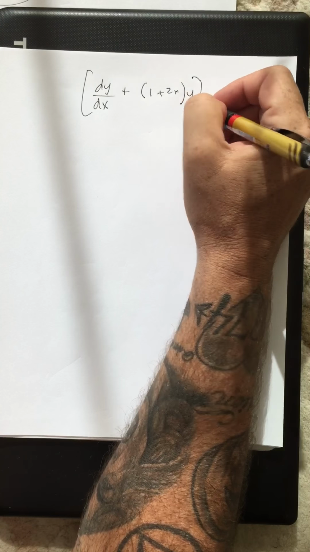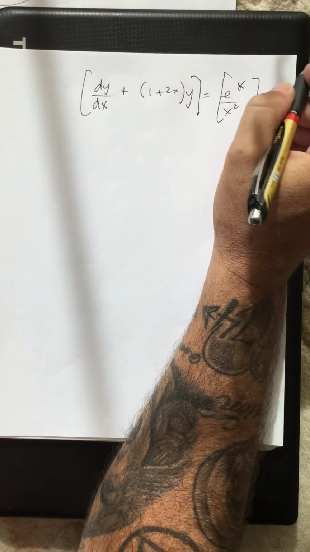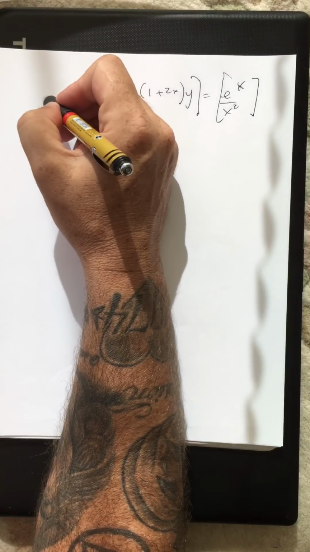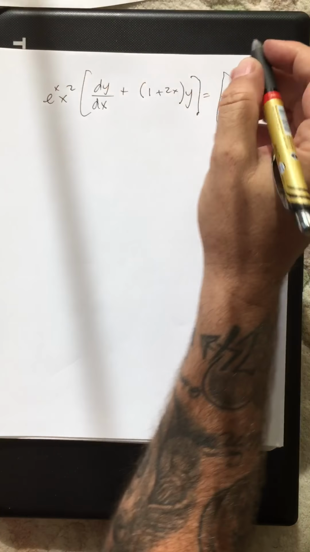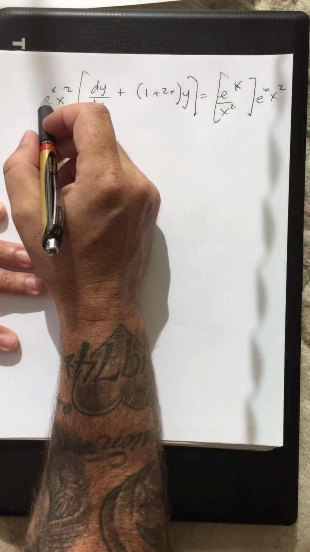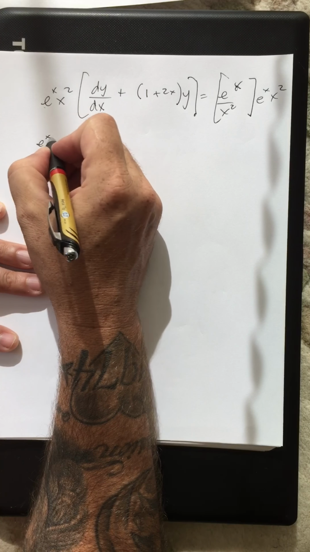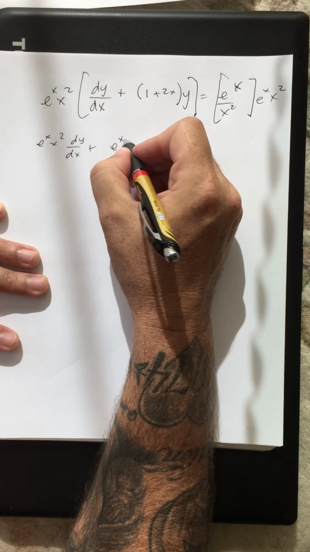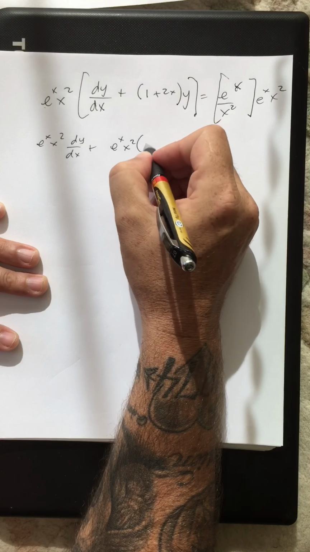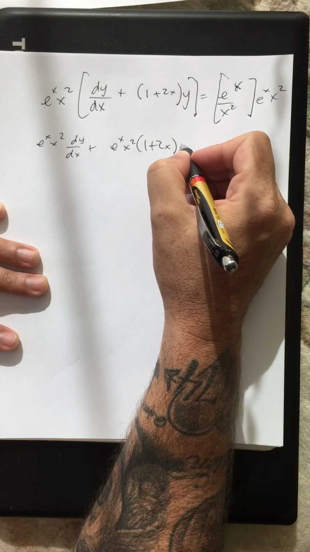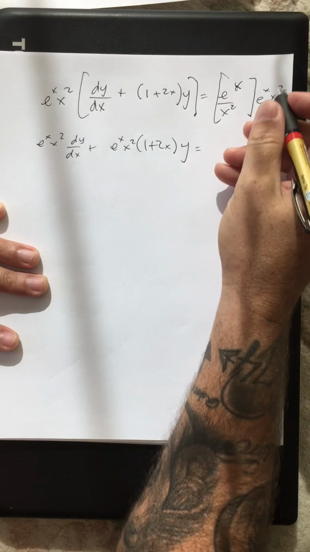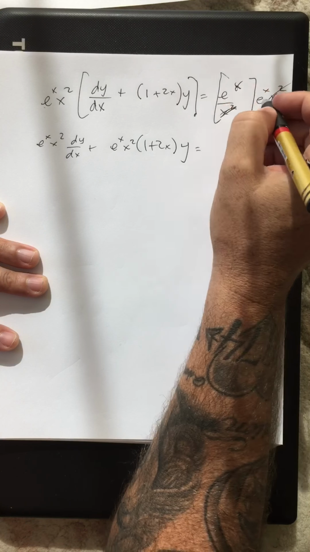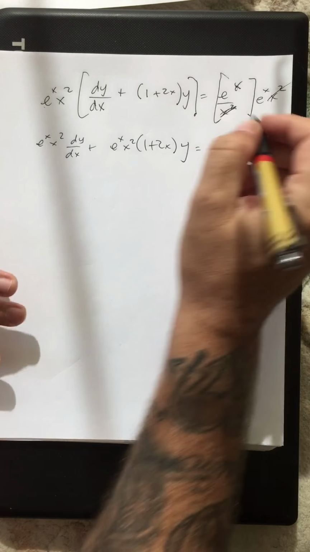So now let's multiply both sides by the integrating factor, which is e to the x, x squared. So what's going to happen? Well, this is going to go inside here, so we're going to have e to the x, x squared, dy/dx, plus e to the x, x squared times 1 plus 2/x y equals this. This x squared and this x squared will cancel out. This will equal e to the 2x right there.